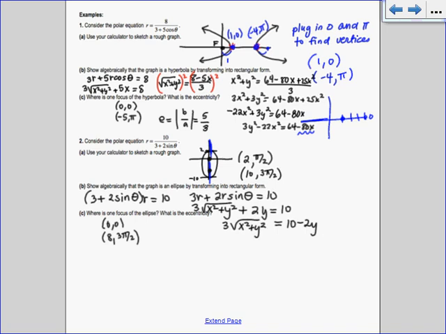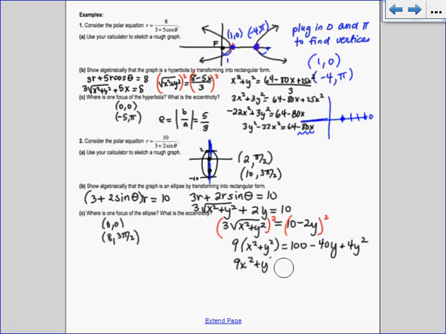So I said you didn't have to divide the 3 over. You could just square. So make sure you square both things. So you get 9 times x squared plus y squared equals 100 minus 40y plus 4y squared.